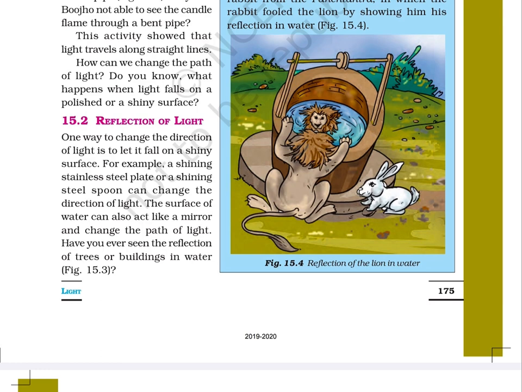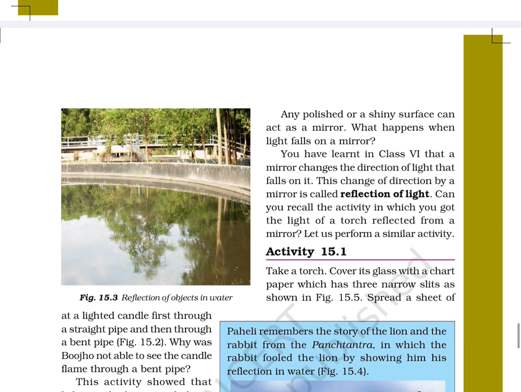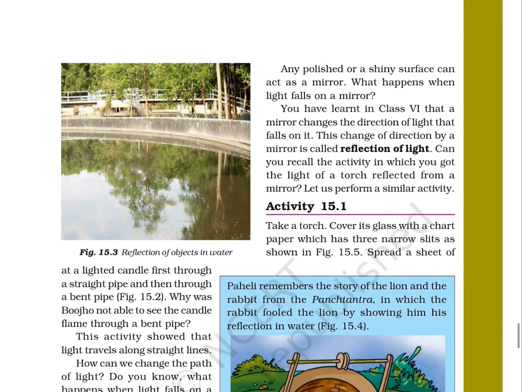The surface of water can also act like a mirror and change the path of light. Have you ever observed the reflection of trees or buildings in water? You can observe this in figure 15.3. Figure 15.3. Reflection of objects in water. Here we have a pond. Next to the pond are some trees. The reflection of trees can be observed on the surface of the pond.